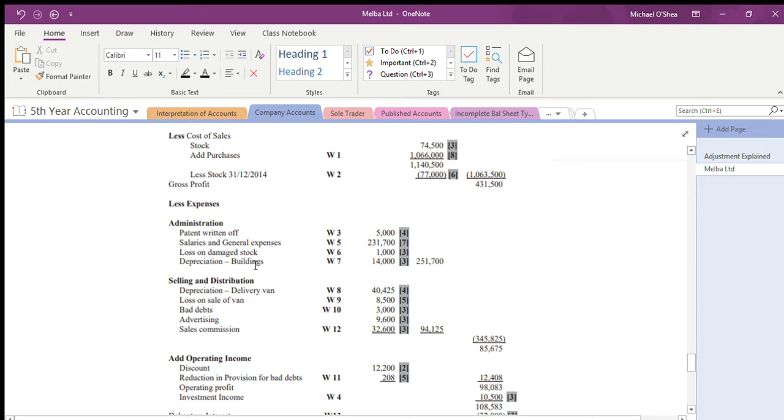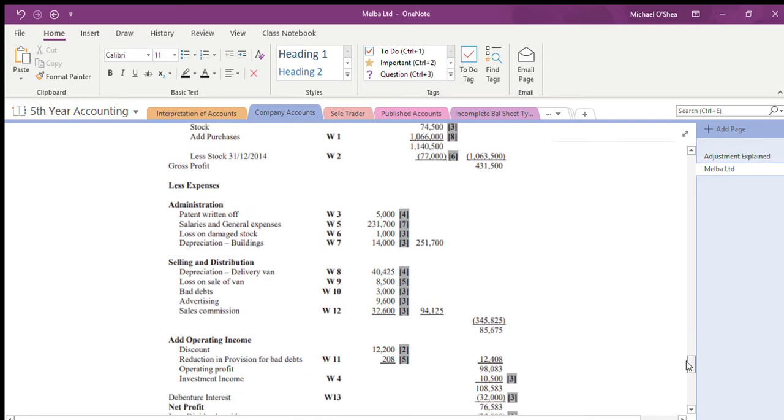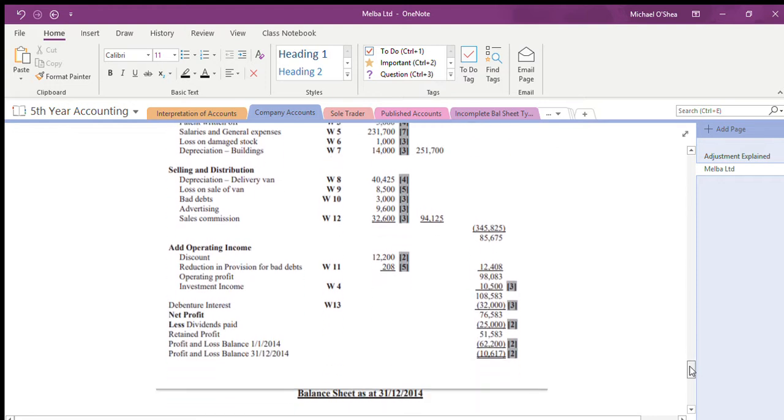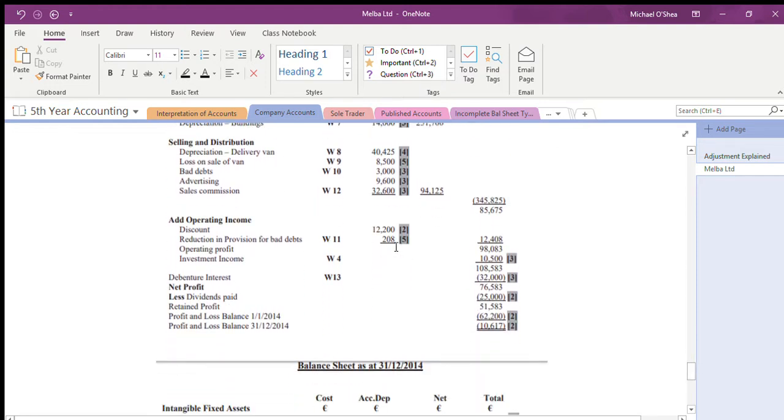Depreciation of buildings is obviously always admin unless you're told to apportion it. Salaries is always admin. Patents written off, the same as goodwill written off, is always admin. This is the same as sole trader, so I'm going through it a little bit quicker than I would a new question normally. The operating income is important. There is operating income, and then we basically only have two of them here, and then we see investment income coming after. Same as we previously would have done for sole trader if there was investments included, and it's also the same as published accounts.